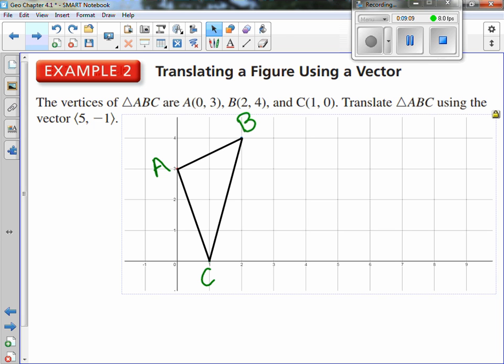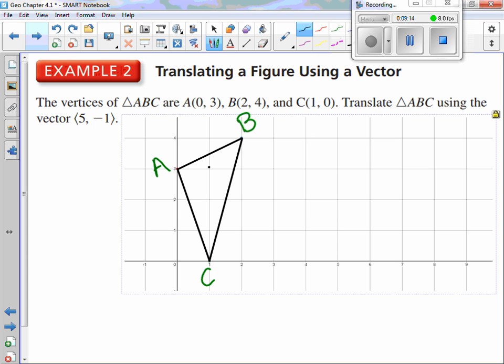So if I start out at point A, well, it would go 1, 2, 3, 4, 5, and down 1, getting me A prime. It'd move 5 to the right and down 1. We can do the same thing with B. It would move 1, 2, 3, 4, 5, and down 1. And finally, C would move 1, 2, 3, 4, 5, and down 1 to give me C prime.